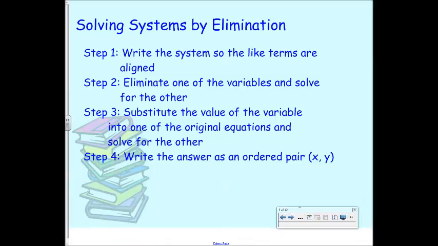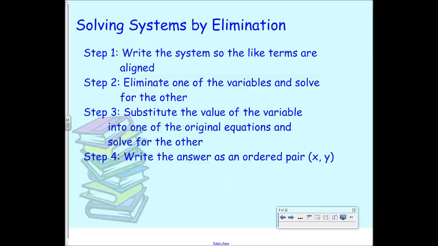All right, here are just your steps for how to do this. Write the system so the like terms are aligned. What does aligned mean? Like this, right? X's should be on top of X's, Y's should be on top of Y's, numbers should be on top of numbers. So a constant should just be on top of a constant. Good. All right, eliminate one of the variables and solve for the other one, and then substitute the value back in to get your answer as an ordered pair.